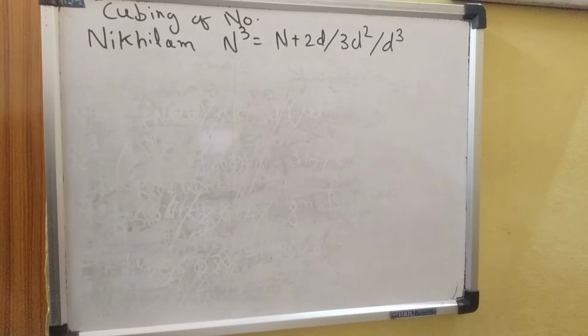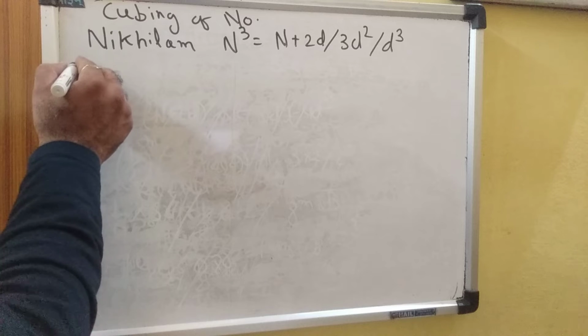But prerequisite is to remember values of 1 cube to 9 cube. As 1 cube is 1, 2 cube is 8, 3 cube 27, 4 cube 64, 5 cube 125, 6 cube 216, 7 cube 343, 8 cube 512, 9 cube 729.